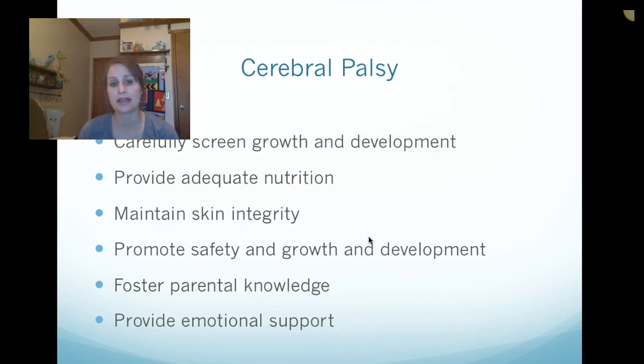You're going to provide adequate nutrition and maintain skin integrity. With that spasticity, they don't always have control over their arms or limbs, so we also have to watch for skin breakdown with them. We will promote safety and growth and development, foster parental knowledge, and provide emotional support.